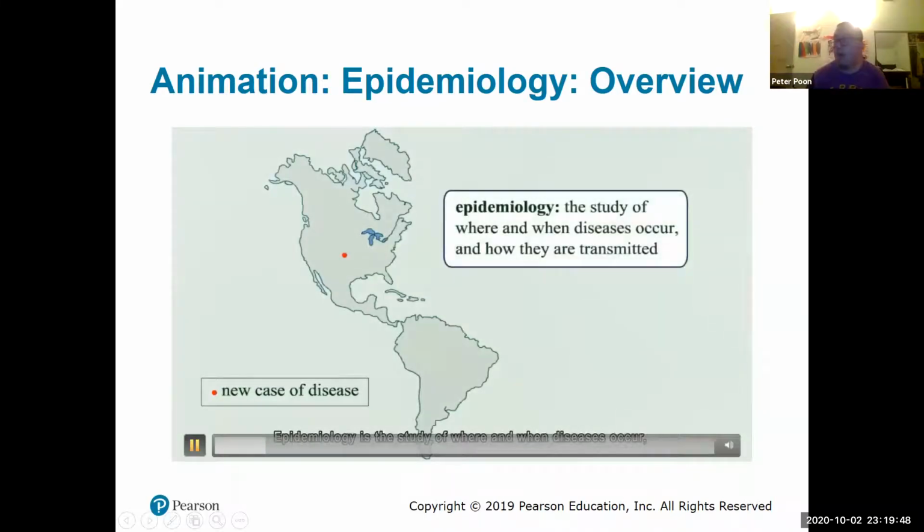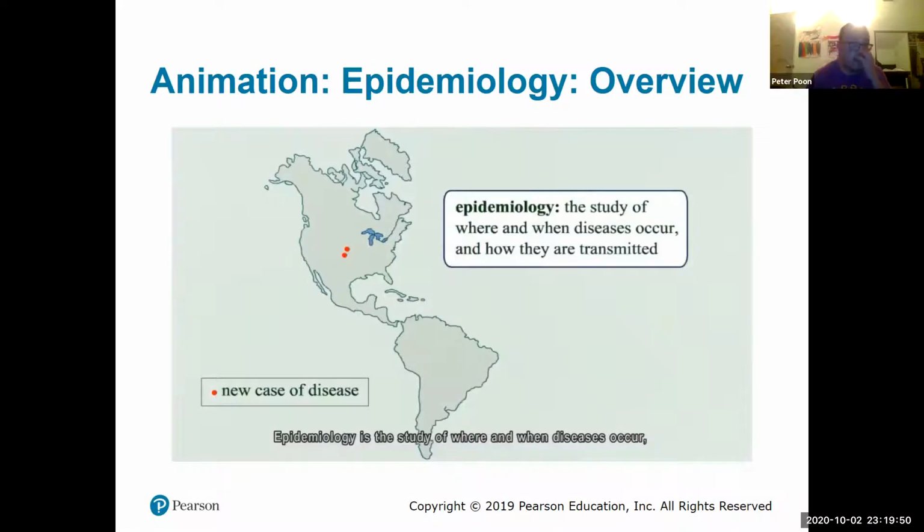Epidemiology is the study of where and when diseases occur and how they're transmitted. The knowledge obtained from epidemiology is of critical importance in learning how to treat and prevent various diseases.